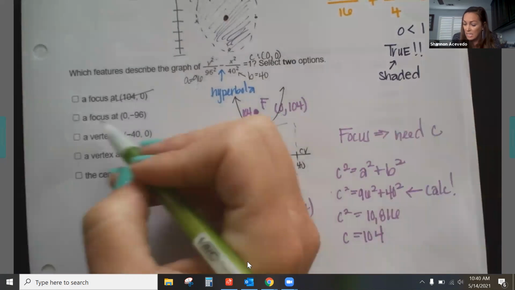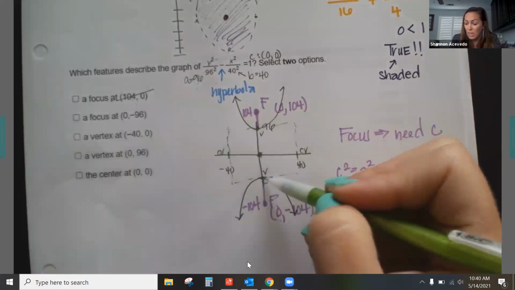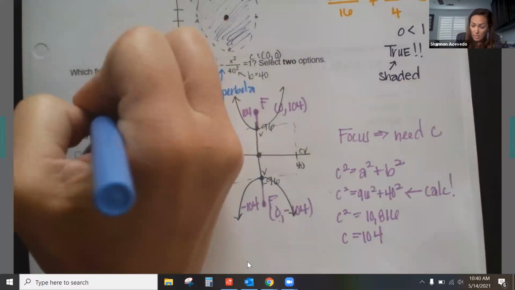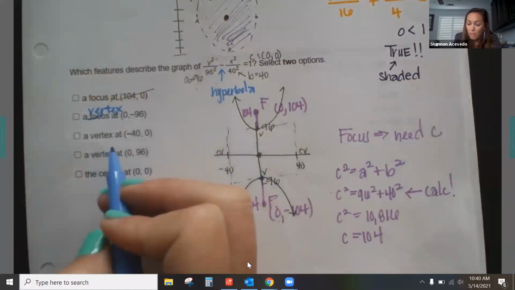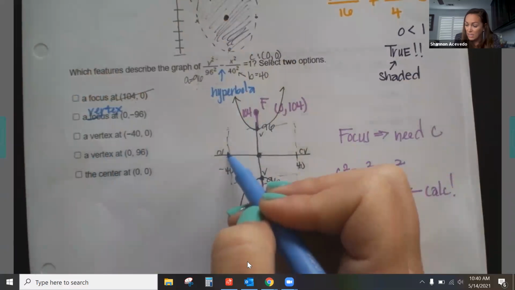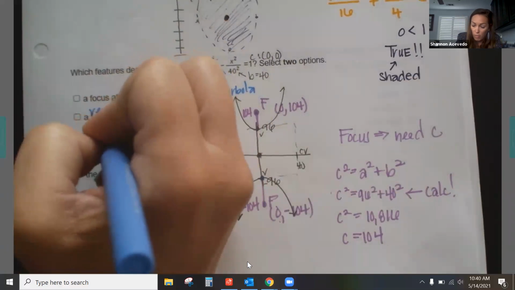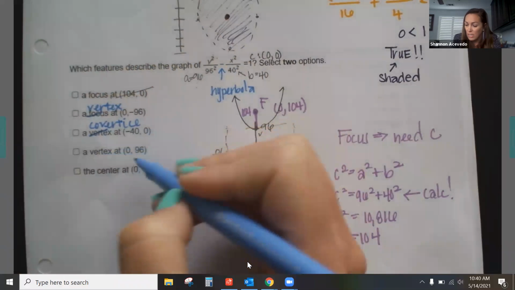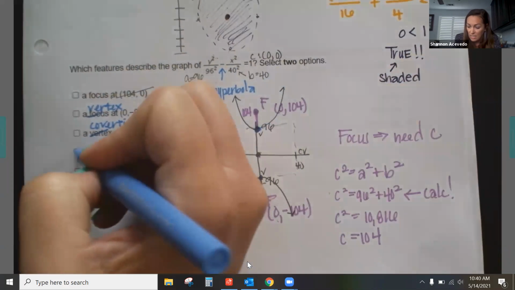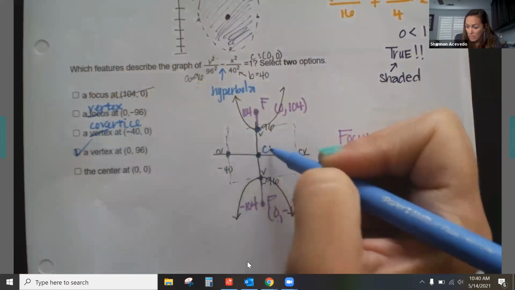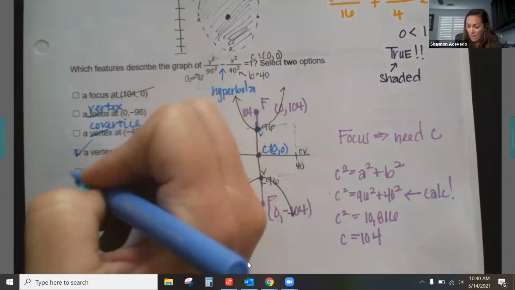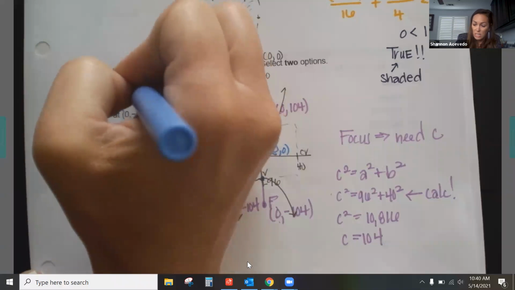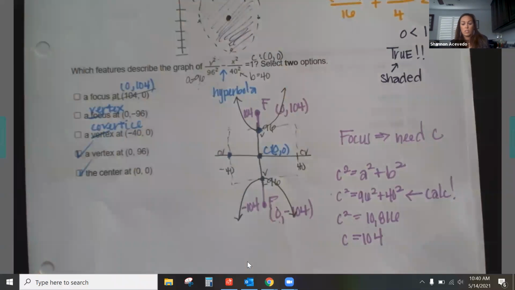It says that 0, negative 96 is a focus. No, that's actually our vertex. I have a vertex at negative 40, 0. No, that's actually a co-vertex. I have a vertex at 0, 96. Yes, that is true. And my center here was at 0, 0. That is true. So it was the last two that were correct. So again, this one was incorrect. It's actually at 0, 104. So they were switched. So be careful.